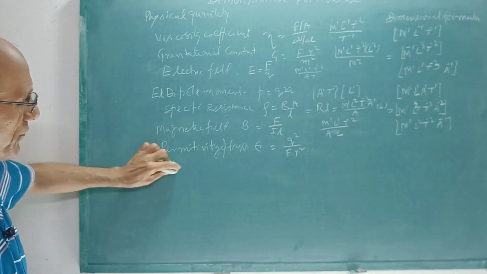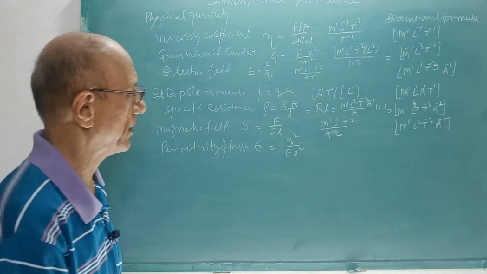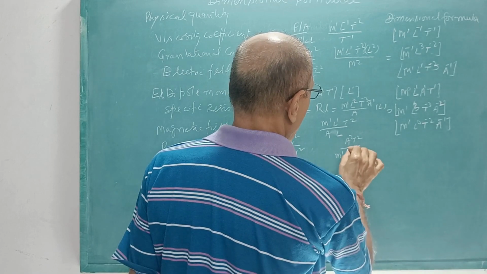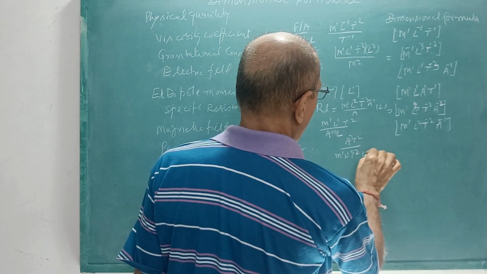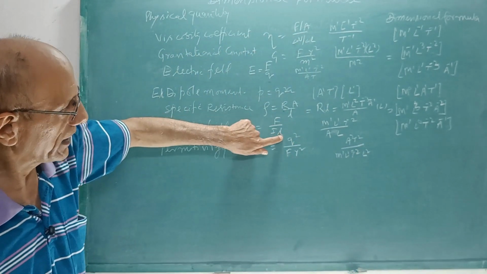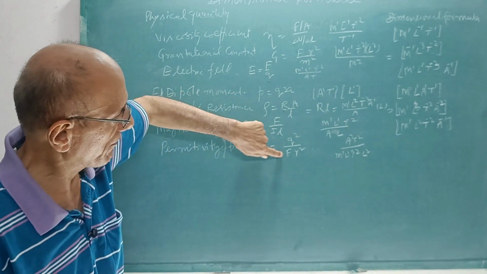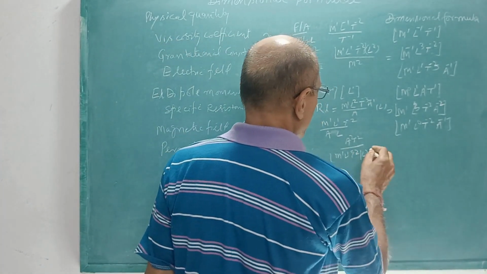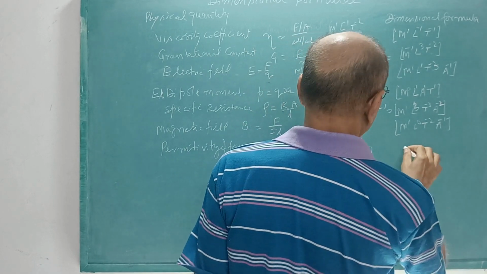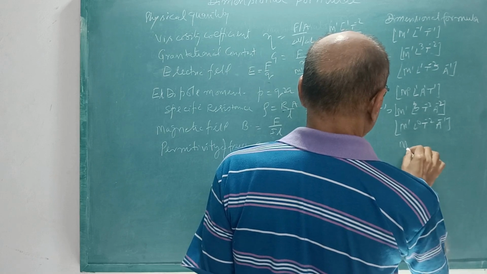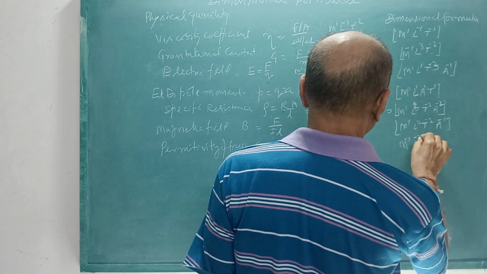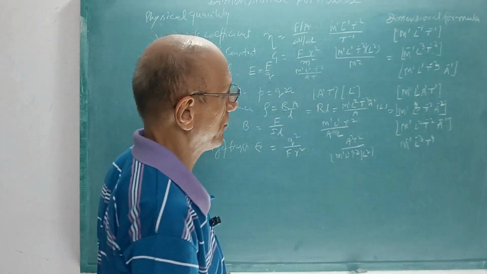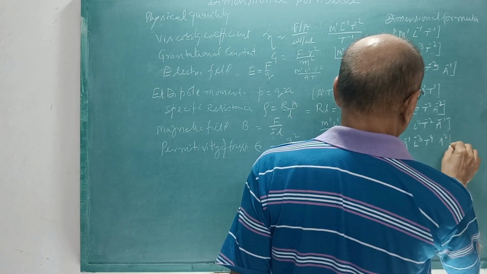If you know the formula, then you can get the dimensional formula. So it will be A square T square divided by M1 L1 T minus 2 and L2. Q is A into T, whole square. F is M1 L1 T minus 2 into L power 2. So here we get the dimensional formula for the permittivity, that is M minus 1 L minus 3 T4, because minus 2 and plus 2 will be T4, and A square.